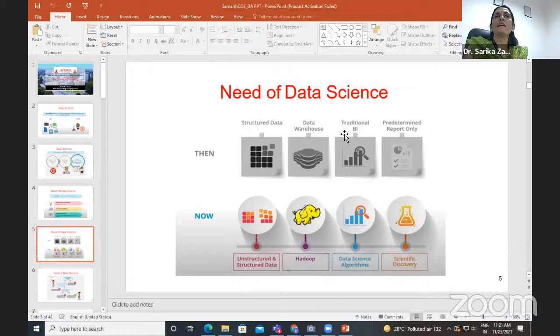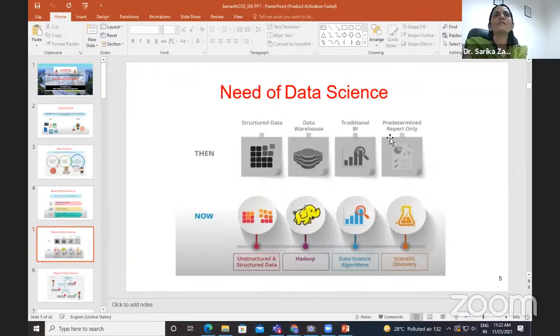Then, the next option is traditional BI, which is nothing but business intelligence. It is just like reports or graphical representations of various parameters on which the organization is going to take decisions related to its businesses, right? So that part comes under traditional BI and predefined reports. Whatever we have done, the reporting should be there.